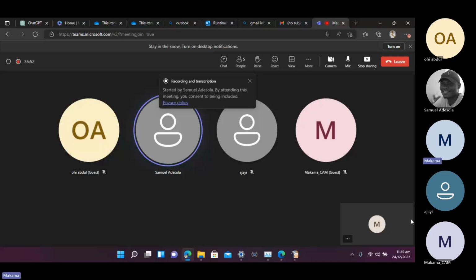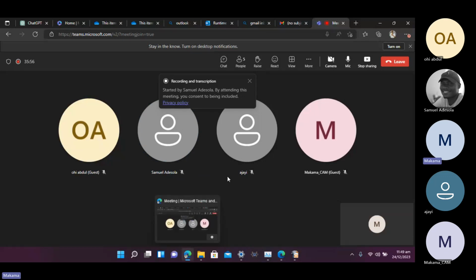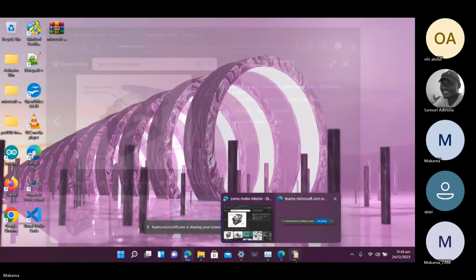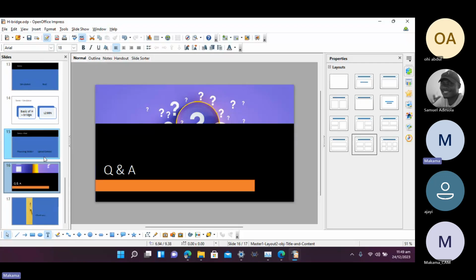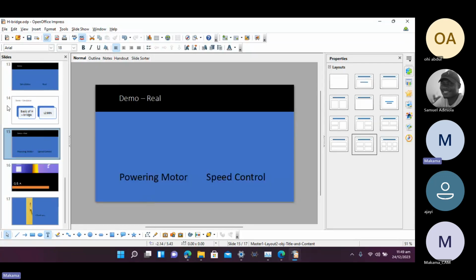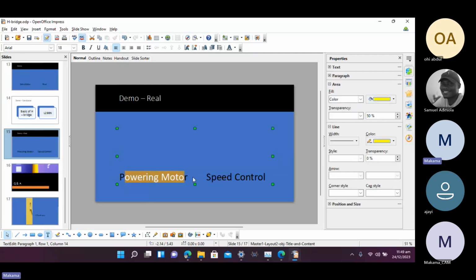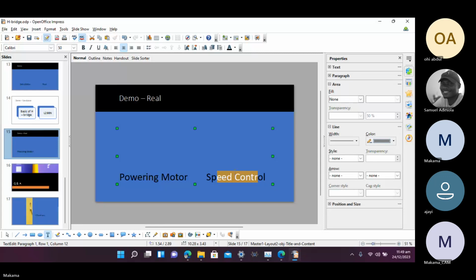Okay. So let me see which one for us to start, because the objectives of the demo will determine which one for us to start. I think we'll start with the real one, because we need to know how to power our motor, and we need to know how to gain speed control of our motor.